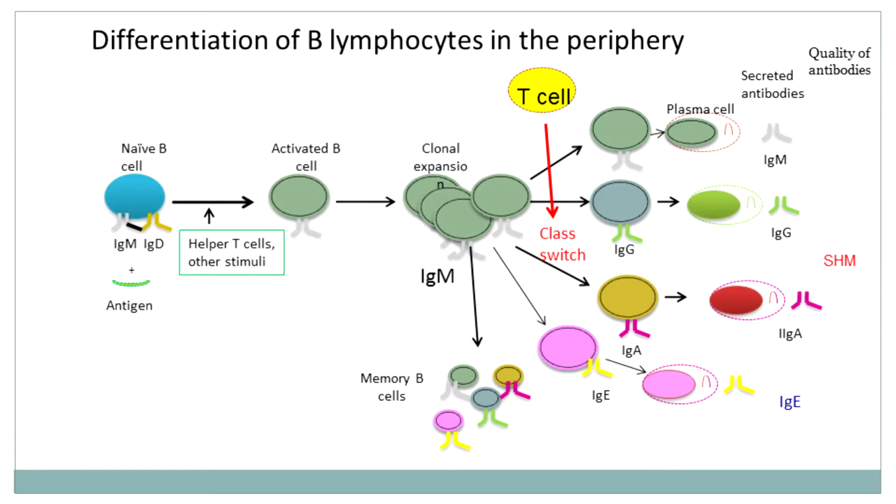So now we have our mature B cell that's naive. When it encounters antigen, it recruits T cell help, and then the B cell is activated. It then undergoes clonal expansion and class switching. Class switching allows the IgM to switch to IgG, IgA, or IgE, depending on the nature of the antigen.